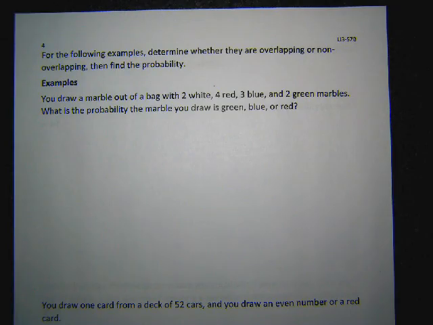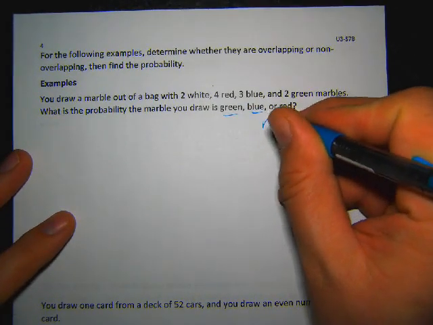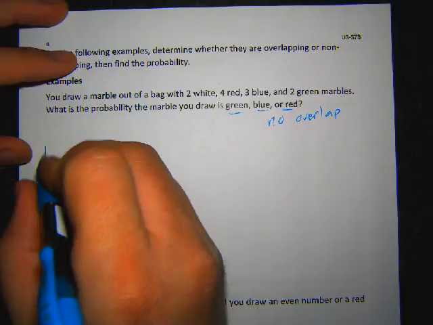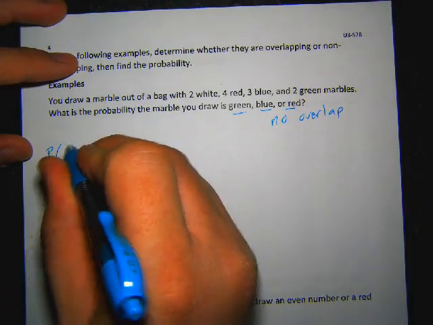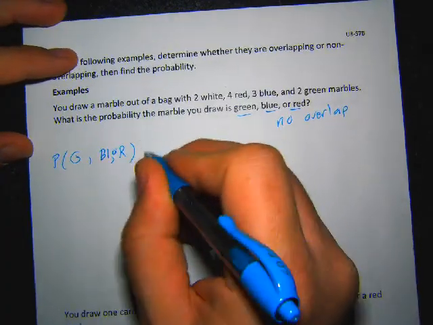Now I can just give you a problem, and you have to figure out, is it overlapping or not overlapping? Then you can decide based on that which method you need to use and solve the answer. So for example, you draw a marble out of a bag with 2 white, 4 red, 3 blue, and 2 green marbles. What is the probability you draw green, blue, or red? Well, a marble can't be green and blue, right? Because there was some green, there was blue, there was red. It can't be both colors. There's nothing that's both. These 3 options have no overlap. And if there's no overlap, then this is non-overlapping. And we just find the probability by doing each one separately. So to find the probability of green, blue, or red, we just find each one by itself.